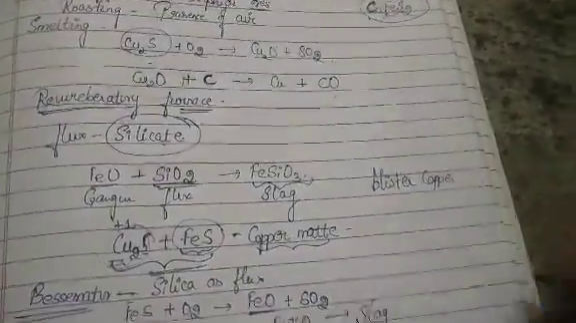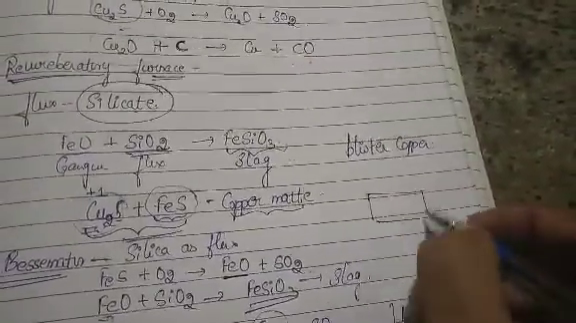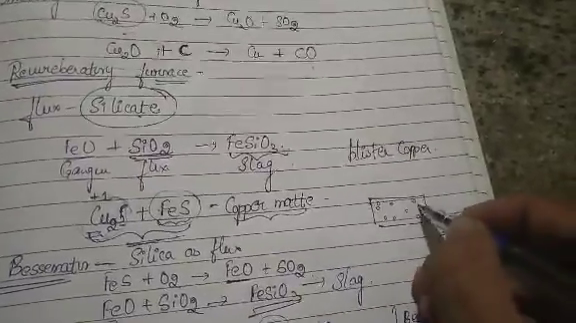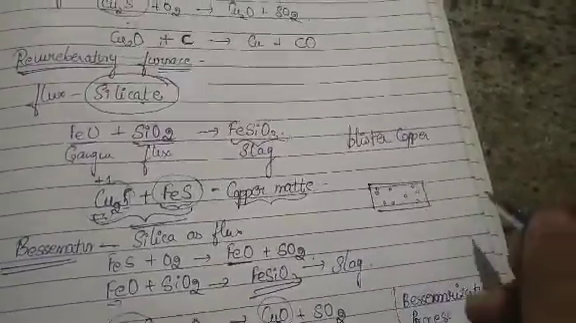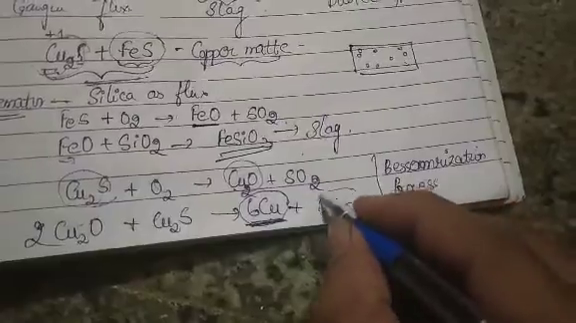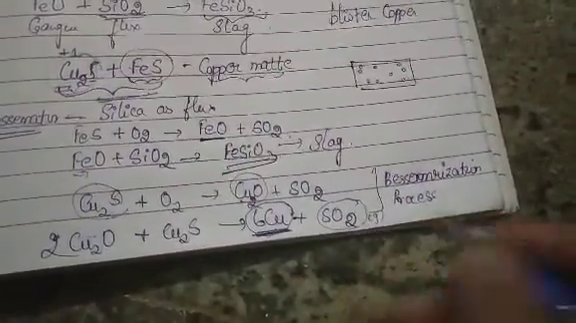Of course, you may be knowing the word blister. If I take this one as your copper, it will be having certain holes on top of it. That is the reason it is called blister copper. Why are we obtaining these pores? It is mainly because the SO2, a byproduct we have obtained in this reaction, is in the gaseous form.